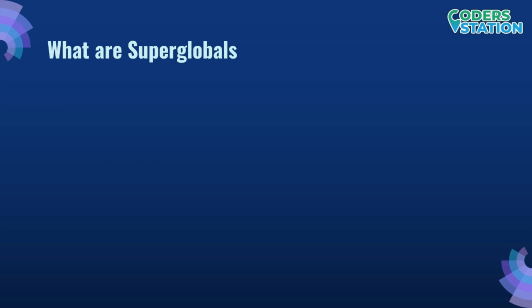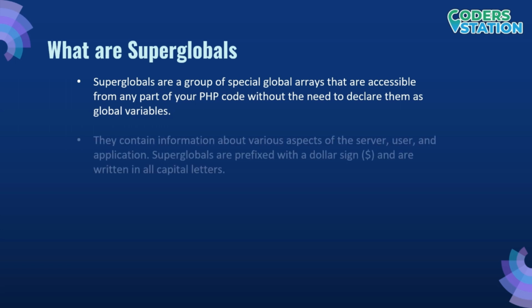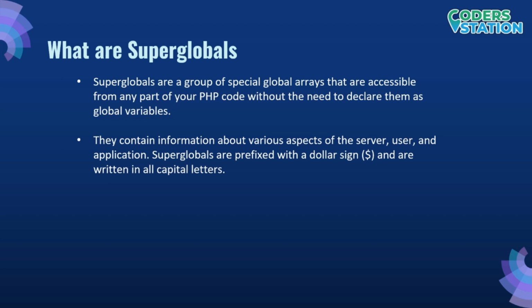Superglobals are basically a group of special global arrays that are accessible from any part of your PHP code without the need to declare them as global variables. They contain information about various aspects of the server, user, and application. For example, when you start a session or take a session variable and place a username or a password to see if it is logged in, then only access the home page.